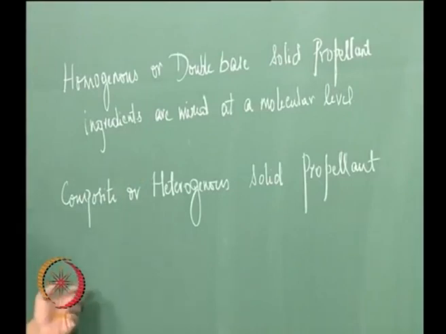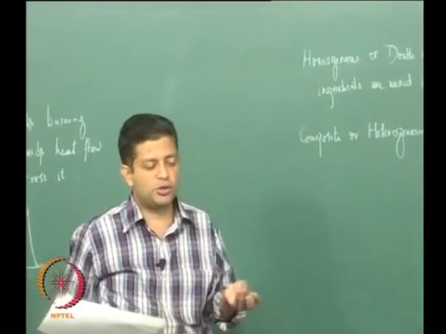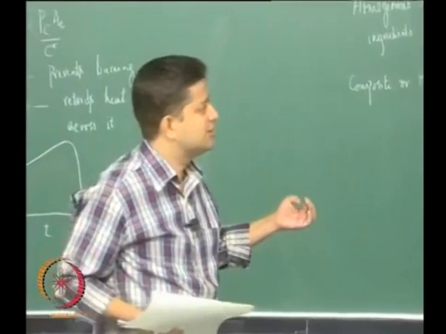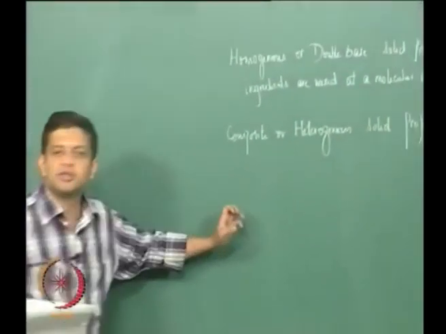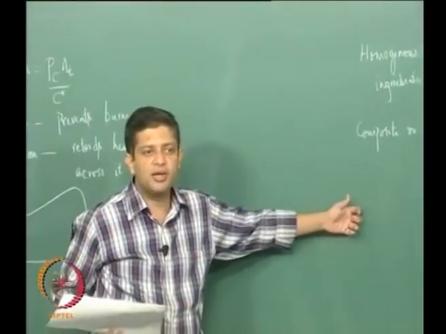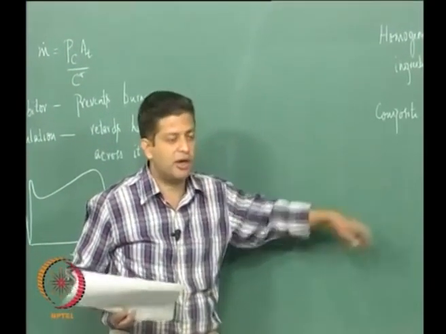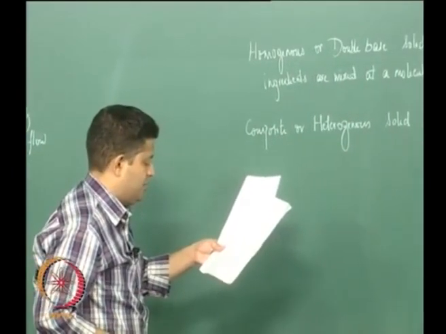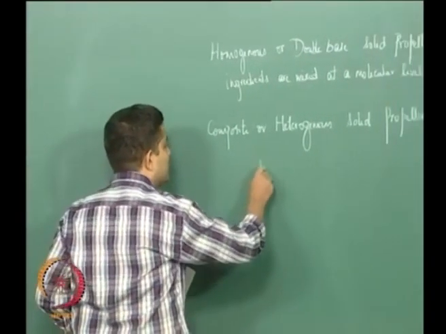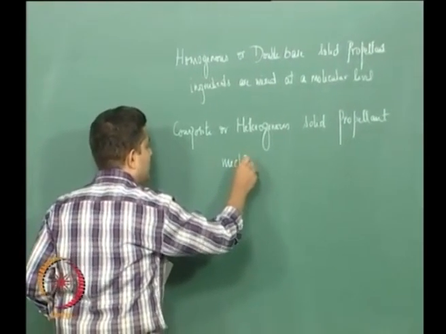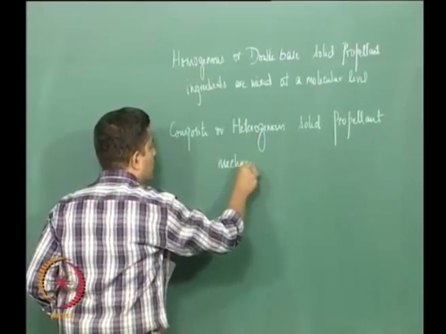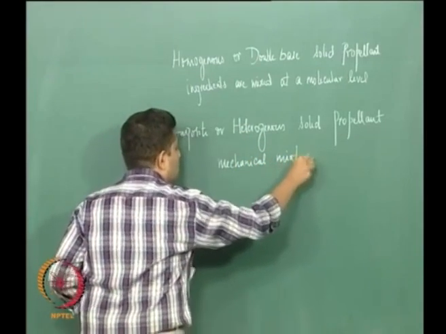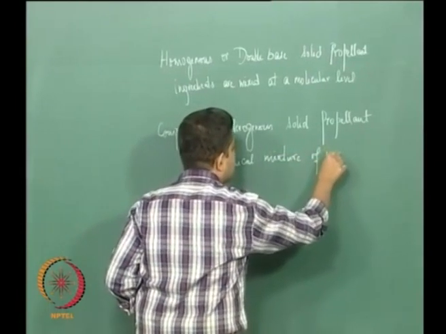whereas in a composite propellant, if you cut a small portion of the propellant, you will be able to see fuel and oxidizer. In this case, the oxidizer that is typically used is a particulate matter, and therefore you will be able to distinguish between fuel and oxidizer. So in this case, this is a mechanical mixture of ingredients.